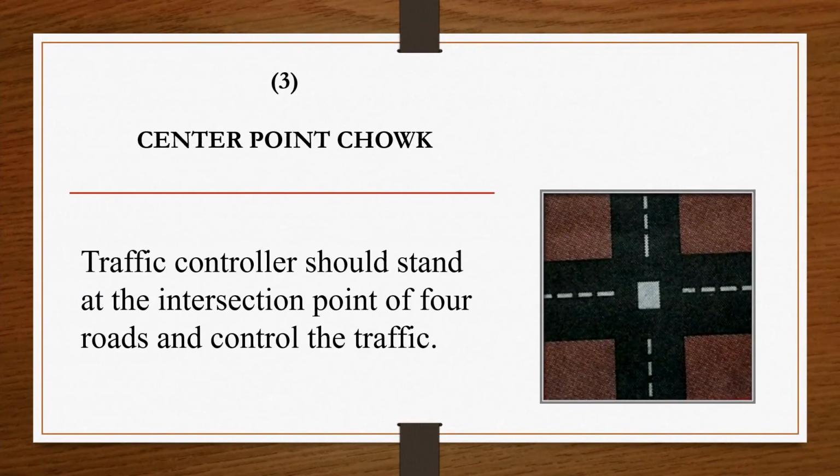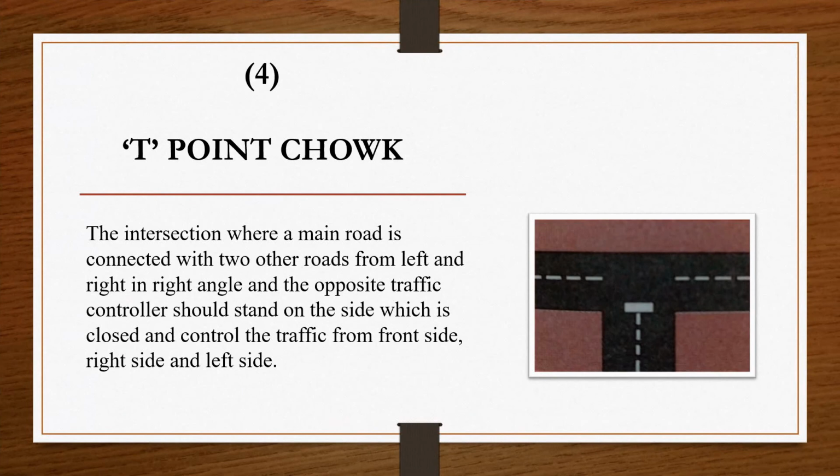Number 3. Center point chalk. The traffic controller should stand at the intersection point of 4 roads and control the traffic. Number 4. T point chalk. The intersection where a main road is connected with 2 other roads from left and right at a right angle, and the opposite traffic controller should stand on the side which is closed and control the traffic from front side, right side and left side.